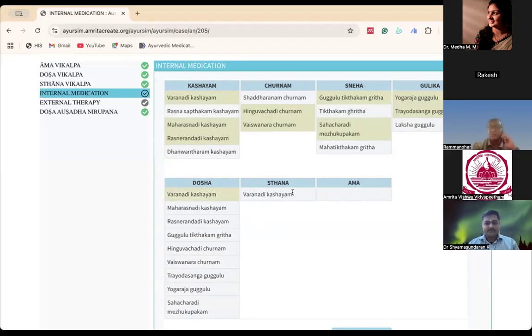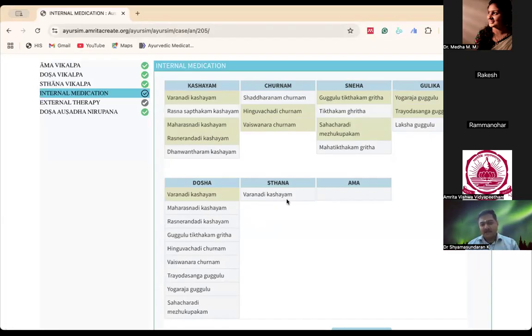You have to choose the sthana. See, Maharasnadi Kashayam, even though it can be used in this particular vyadhi, the sthana may not support it. So that is why it is going back. Rasna Irandadi Kashayam, all of that are not suitable to the sthana.